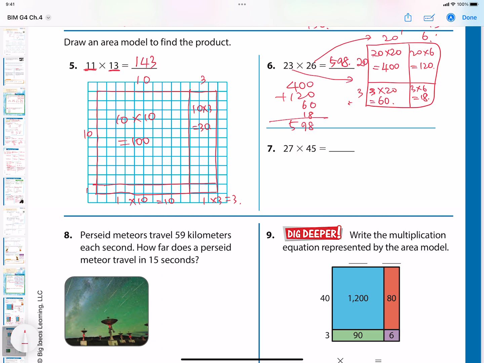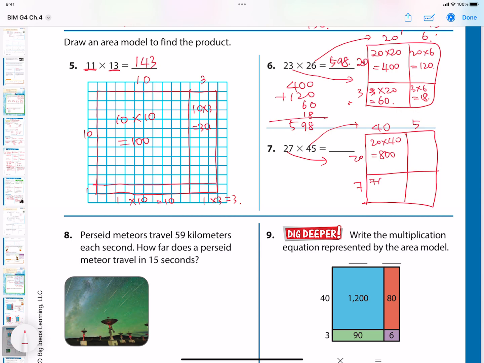Okay, now number 7. I'm still going to draw this model. Okay, to use the area model. So I'm going to split that into what? 20 plus 7 and 40 plus 5. So this first area needs to be what? 20 times 40, which is 800.